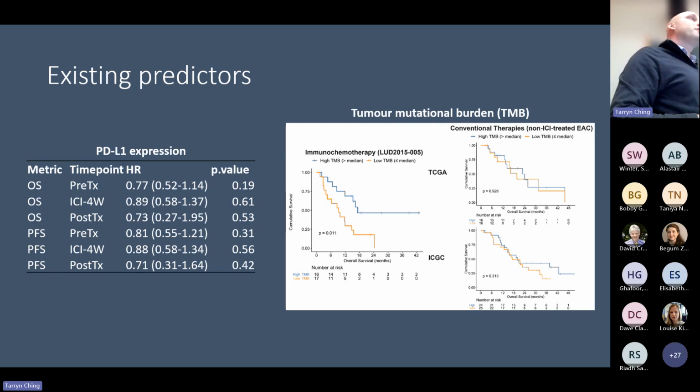And we know that high tumor mutational burden tumors tend to respond to immunotherapy, and we did see that in this trial. We saw a significant survival advantage in people with high tumor mutational burden. Just for context, if you look in non-immunotherapy trials that have been run, we don't see that effect. So this is an immune therapy specific finding.